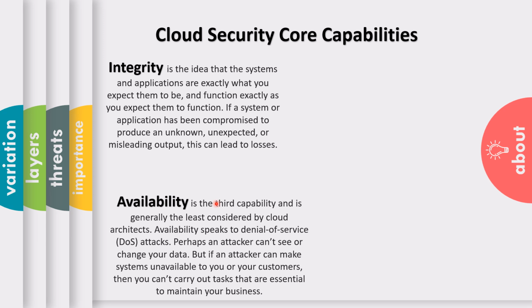Then we have availability. Availability is about making sure you can always access your data or services when you need it. So in summary, integrity ensures your system works correctly and gives you more accurate results. Confidentiality says that you're keeping your information private and only allowing the right people to see it. Availability means making sure you can always access your system and data when you need them.